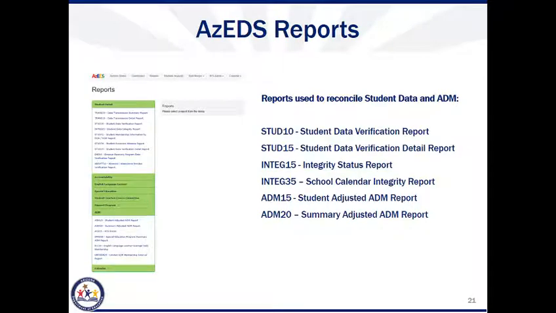Once I go into the AzEDS report, on the left-hand side, you'll see these green buttons, and as you click on them, they'll expand. Each one of those areas, such as student detail and ADM, is what I have access to and what I'm going to look at. These are different roles that you have access to. So if you don't have access to the ADM reports that we're going to dive into, your entity administrator at your district will be able to help you get access.